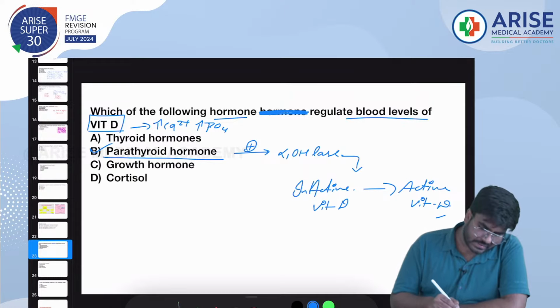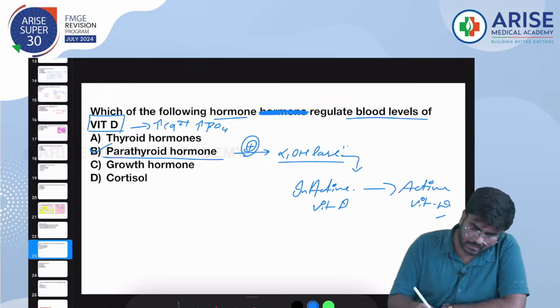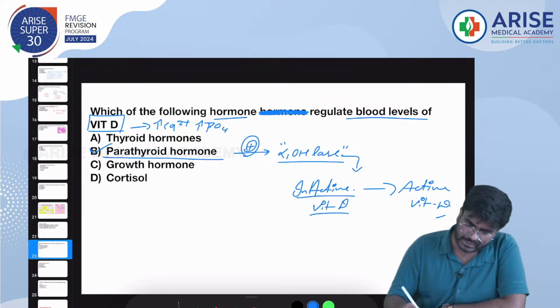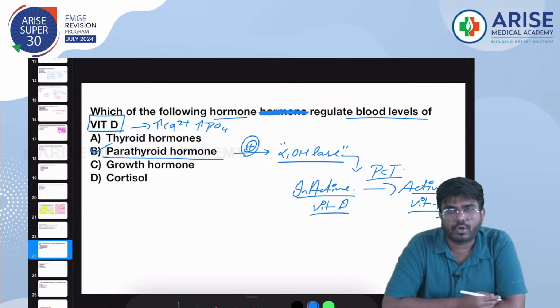Okay, so this parathyroid hormone, what is it doing? It is going to stimulate the enzyme called alpha-1 hydroxylase. This alpha-1 hydroxylase converts inactive vitamin D into active vitamin D in the proximal convoluted tubule of the nephron.